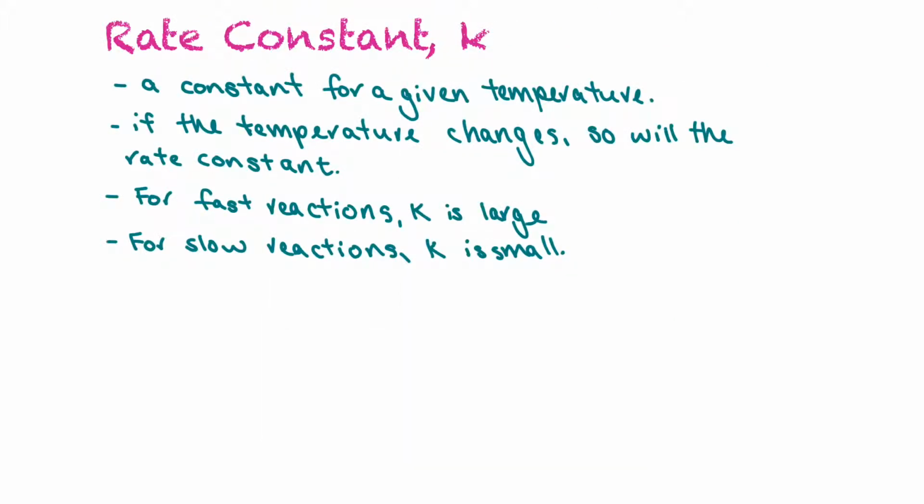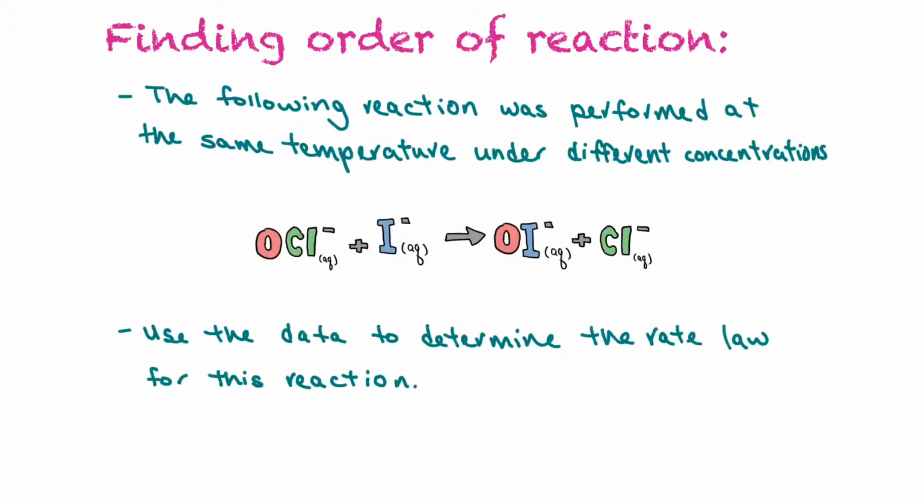So what is the rate constant? The rate constant k is a constant for a given temperature. So you have to perform all of your experiments at the same temperature to determine the rate constant. If the temperature changes, the rate constant changes too. For fast reactions, you'll have a large k value, and for slow reactions, you'd have a small k value. And that would make sense because if you're multiplying a big number, you'd get a big rate. If you're multiplying a smaller number, you would get a smaller rate.